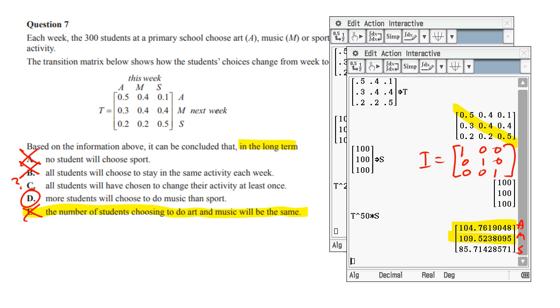But the reason that C is definitely wrong is that half the students can stay exactly where they want in art, and 40% can stay exactly where they are with music, and another half of them can stay in sport. You can just keep doing them forever and ever. There's no reason why when half changes this time, it's the other half that changes next time. It's just half of those students you have at that point.